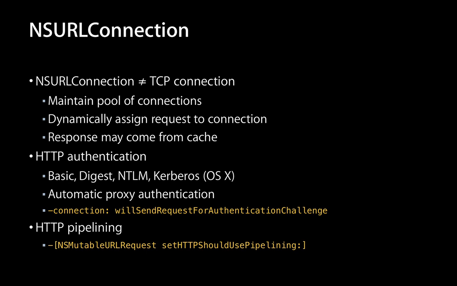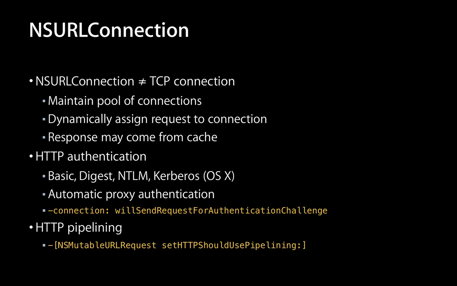NSURLConnection has support for HTTP authentication built in. It also handles SSL and TLS authentication. For HTTP, it supports the basic, digest, NTLM, and on OS X Kerberos methods. We also handle automatic proxy authentication. Your process doesn't necessarily get access to the credentials to authenticate to the proxy. NSURLConnection will take care of all of it for you. It's really easy. If for some reason your application does want to get involved in authentication, in your delegate, you can specify a willSendRequestForAuthenticationChallenge method, and that'll give you a chance to intervene in the default behavior.